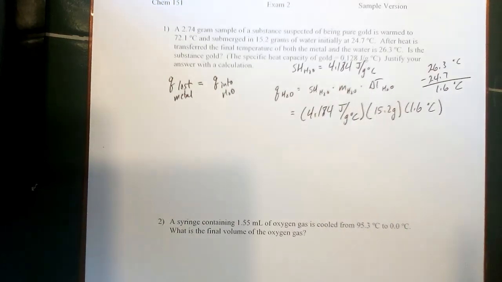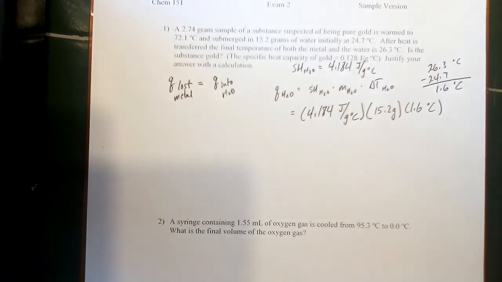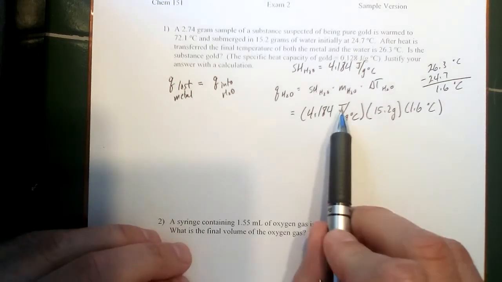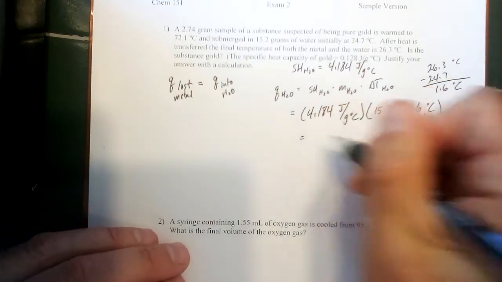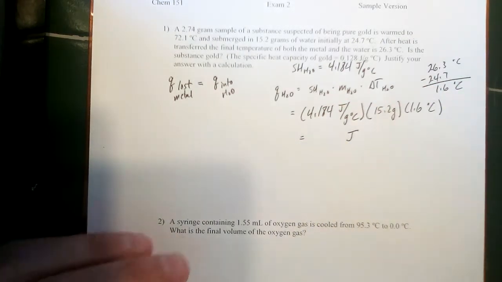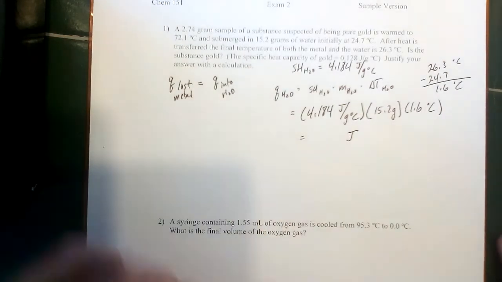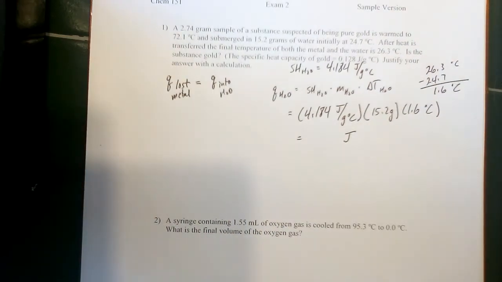In this case, we're just trying to figure out if it's gold, so we don't really have a numerical answer. But the way we'll know it's gold is if it has the same specific heat capacity. Okay, joules per gram degree C times grams times degrees C. Everything is going to cancel there except joules, and that's appropriate since that's how we describe heat. So multiply this out.